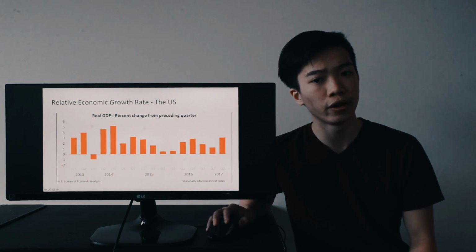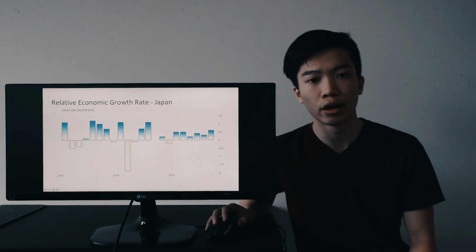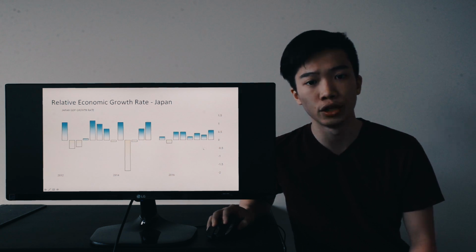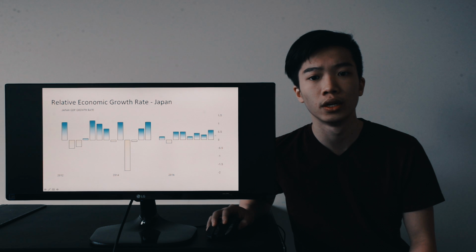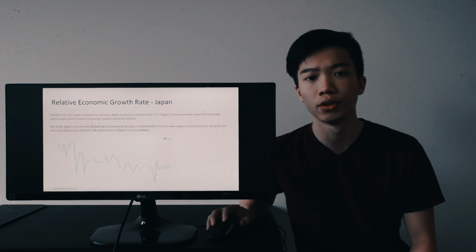Overall, its growth rate is higher than Japan at around 2 to 3%. Now, the economic growth rate of Japan is comparatively lower than that of the US and is at 0.5%. As you can see here, Japan's economic growth rate is very unstable, so this is not beneficial for the economy.